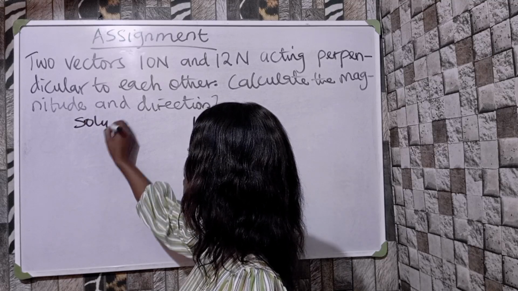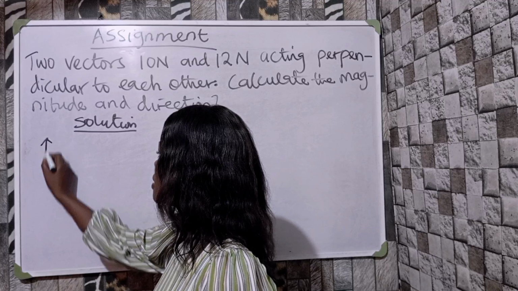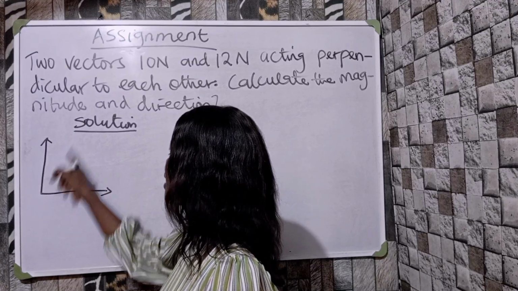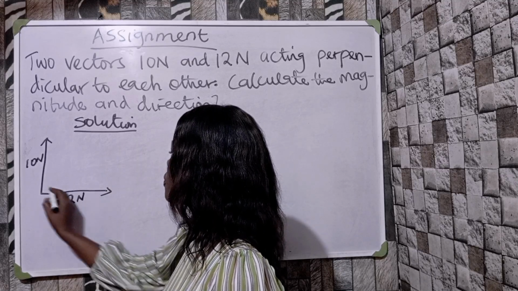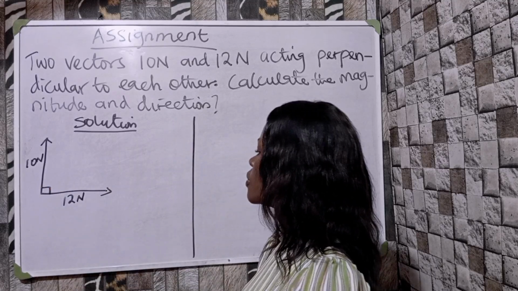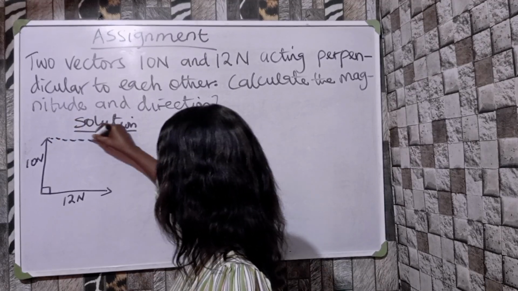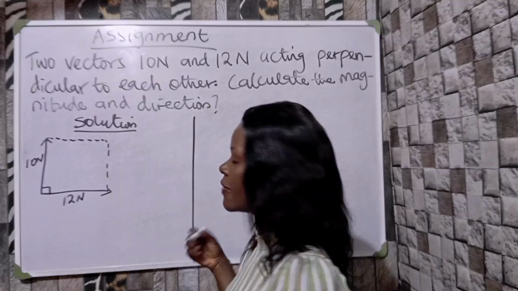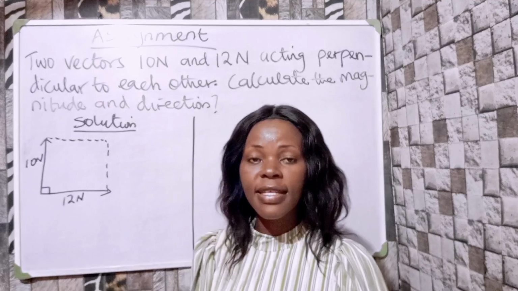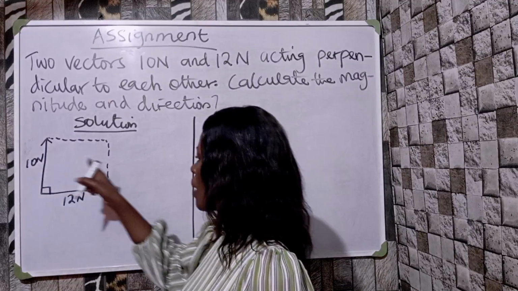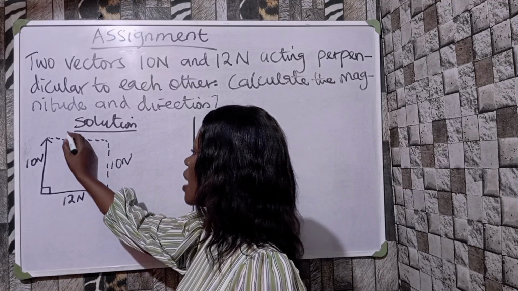Solution. I'm going to draw the vectors as they are inclined. F1 is 10 Newton and F2 is 12 Newton, inclined at right angle. The first thing I'm going to do is complete this shape to form a square, or you can form a rectangle depending on how you draw it, but you must make sure they are inclined at right angle. If this is parallel to this, here becomes 10 Newton. If this is parallel to this, here becomes 12 Newton.